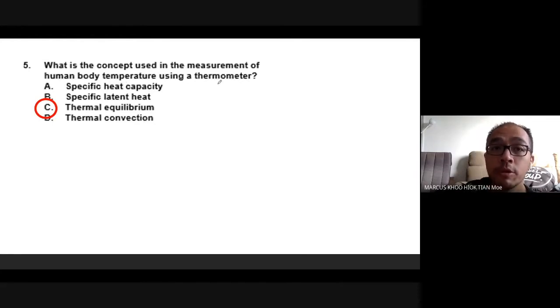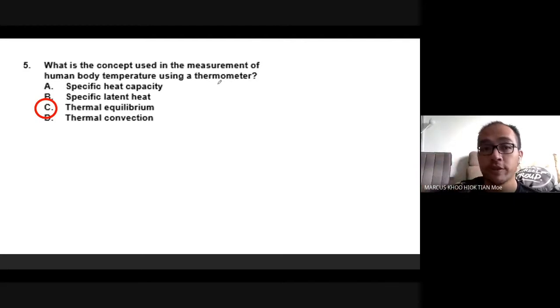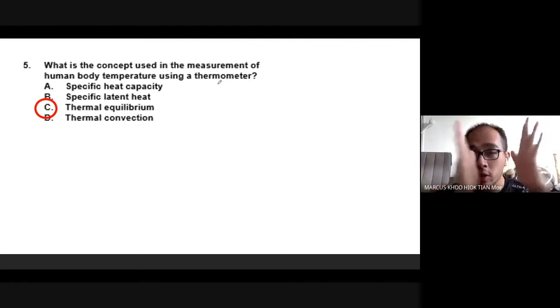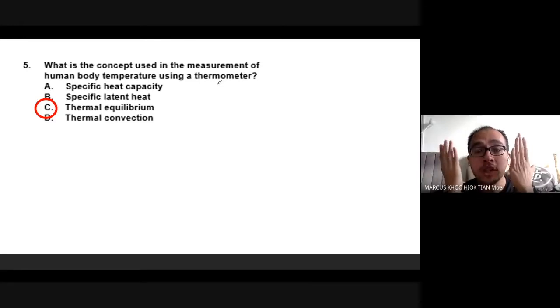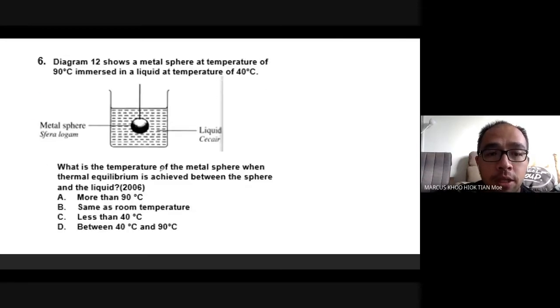When you put a thermometer into your mouth, or into your armpit or into wherever you stick your thermometer into, there's always going to be transfer of heat. Remember, as long as two things are touching, even your two hands, there's always going to be heat flow until they reach the same temperature and the net rate of heat flow is 0. Remember this. Next, what is the temperature of the metal sphere?